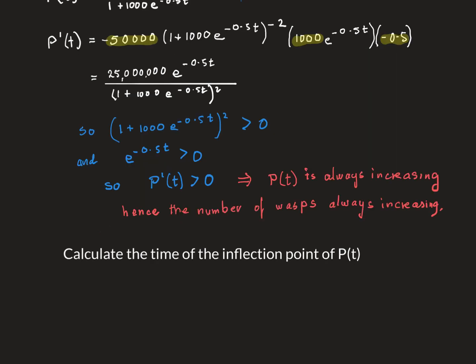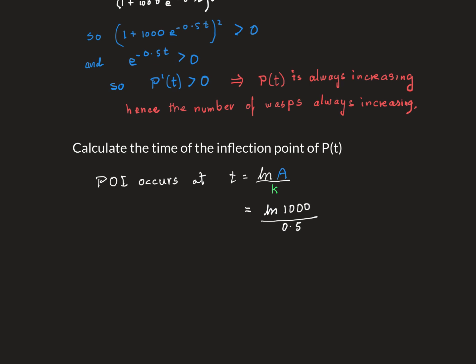If you're asked to calculate the time of the inflection point of P(t), it is very easy. All you need to do is use this formula. So t is equal to ln A over K. This is ln 1,000 over 0.5. Use your calculator to find out. This is 13.8, which is equivalent to 14, and we're dealing with weeks.